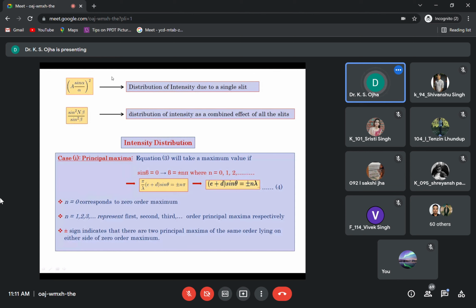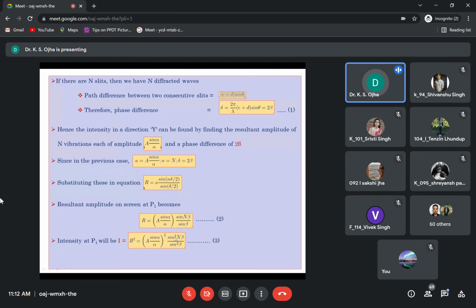If you remember, we have already derived these equations in the single slit phenomena. The second term, sin square n beta by sin square beta, is the distribution of intensity as a combined effect of all the n slits. So the first term will not play any role in the formation of the diffraction pattern in the case of grating. We will consider only this second term, because it is the combined effect due to the n slits.